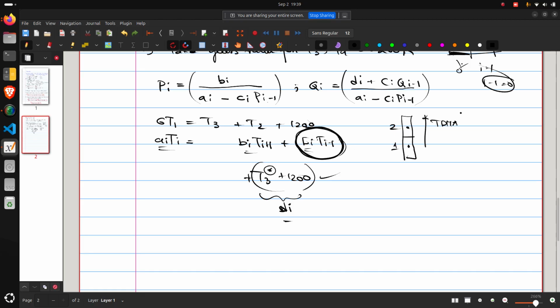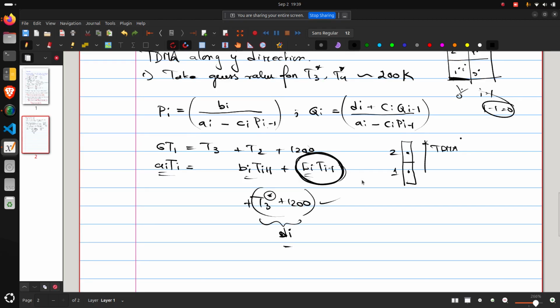How can we reconcile this fact? We just consider that Ci is equal to 0. Whatever the temperature might be beyond here does not matter, because in the first cell, the boundary cell, we have taken Ci equal to 0. When we take Ci equal to 0, we don't have to worry about these i minus 1 values at the boundaries, no matter which direction we take.